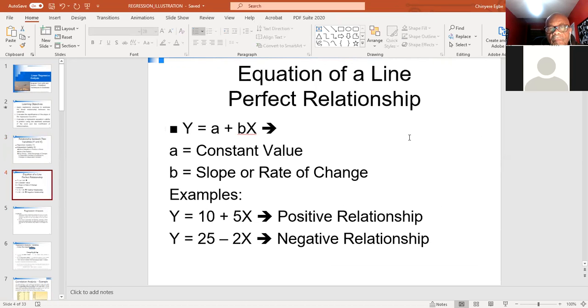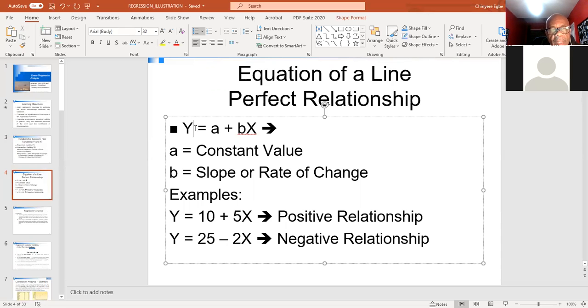Now, we studied this kind of relationship using the equation of a line. We're going to use the equation of a line to study the nature of the relationship. I will begin by looking at a perfect relationship. For example, the equation of a line is y is equal to a plus bx. Now, a is the constant value, which is, even if x is 0, y must have a value.